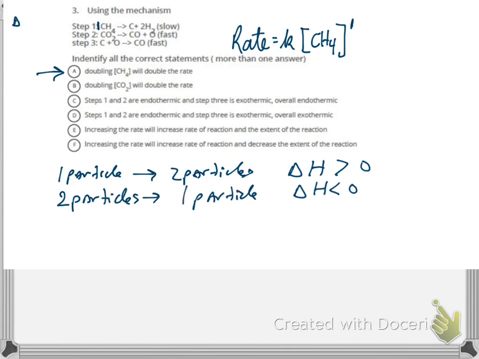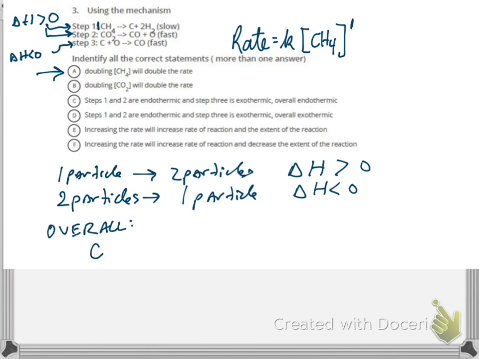We expect exothermic as a bond is formed. By using that analysis, we see that steps 1 and 2 are endothermic as you go from 1 particle breaking into 2. And then we have step 3, which is 2 particles making 1. We would consider that to be exothermic.